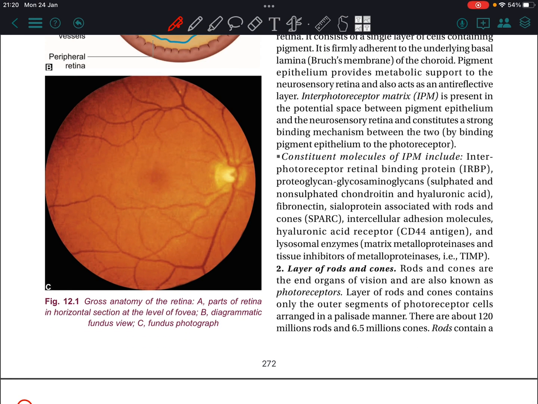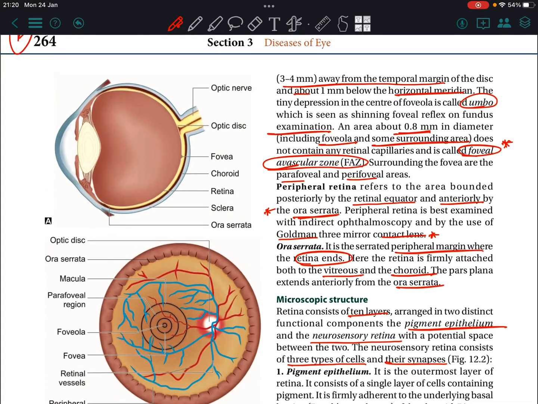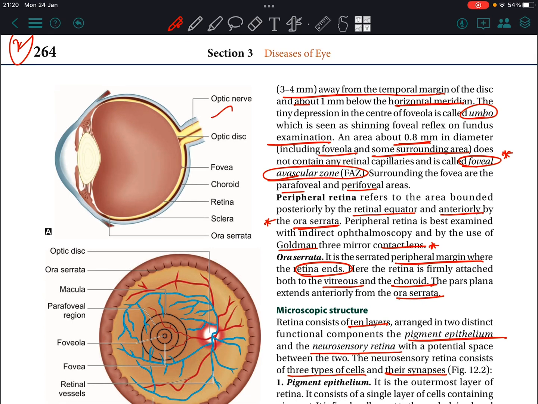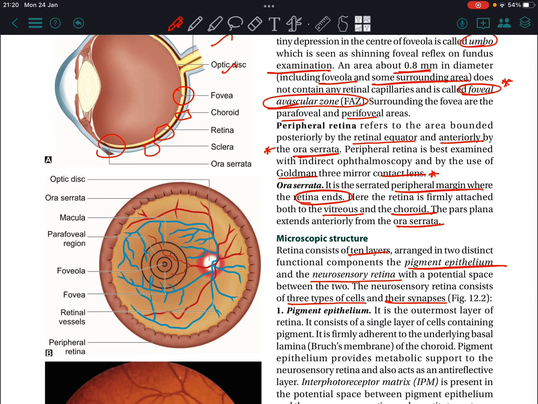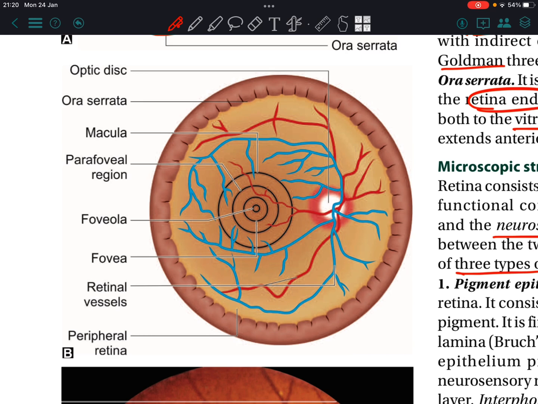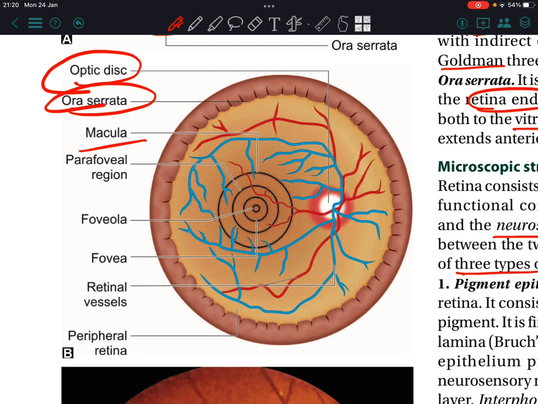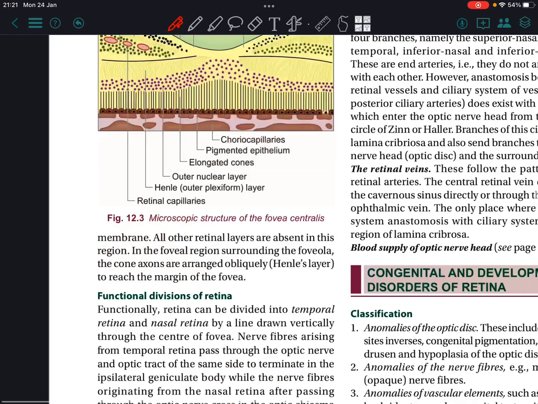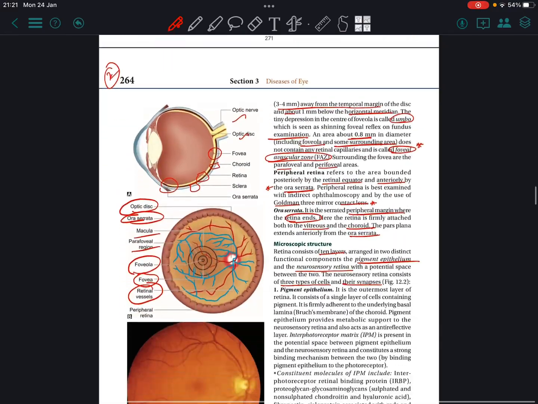We'll see the retina, gross anatomy of retina, parts of retina in horizontal section at the level of fovea, diagrammatic fundus view and fundus photography. Optic nerve, optic disc, fovea, choroid, retina, sclera. This one is ora serrata. And here optic disc, ora serrata, macula, parafoveal region, fovea centralis, foveola, retinal vessels and so on.